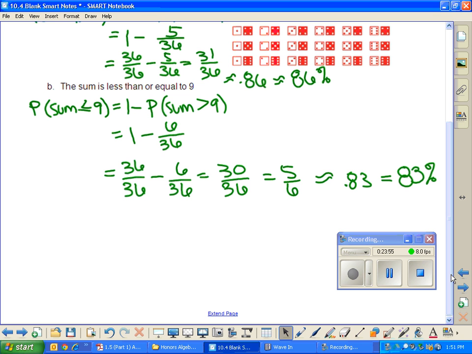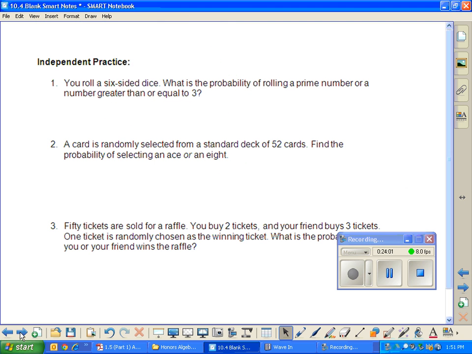Are we okay with this one? How we use complements to find probabilities? Yeah? Okay. From here you have 1, 2, 3, and then 4, 5 independent practices. And I'll give you some time to work on those. When I feel like everyone's kind of wrapping up with that, I'll put the answers up there so you can check them. And then if there's still time left, you can go ahead and get started on your homework. But for now, I would like you to work on those independent practices.